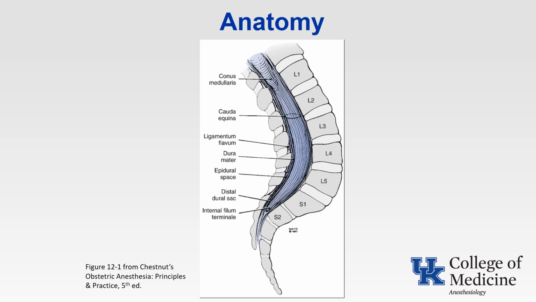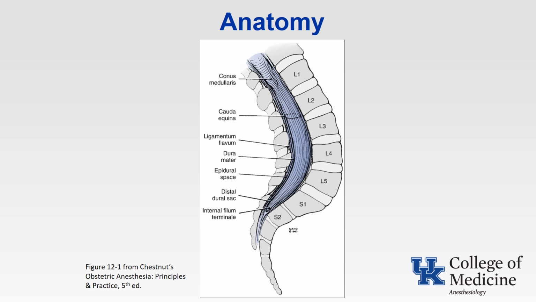Now, also within the subarachnoid space, in addition to the spinal cord, there's, of course, cerebrospinal fluid, and also down lower in the lumbar area, you will find the cauda equina, which is essentially the lower lumbar and sacral spinal nerve roots. So that will lie within the subarachnoid space also.